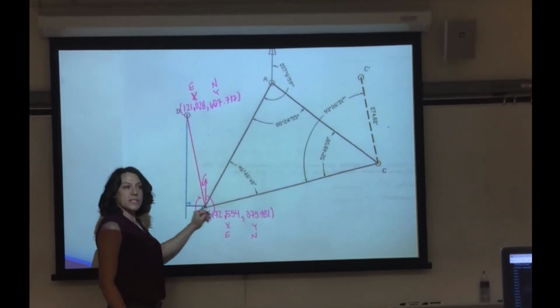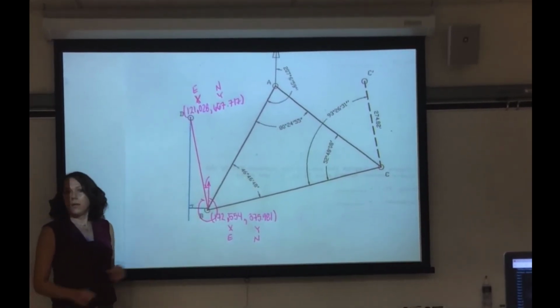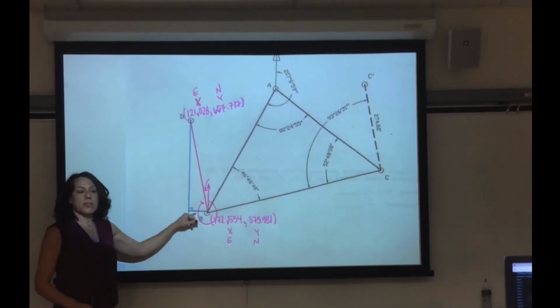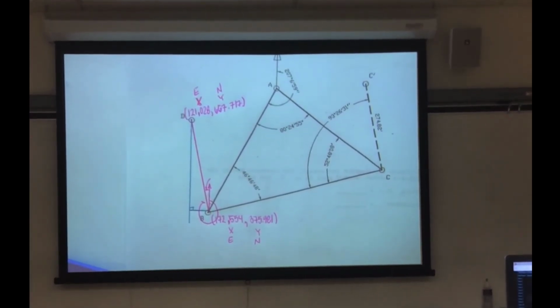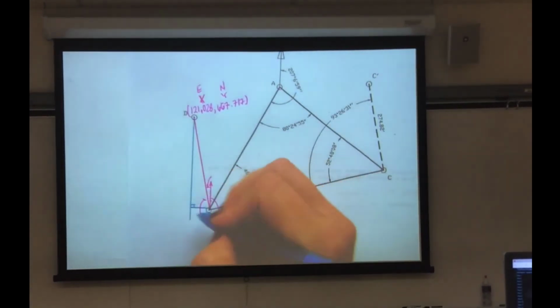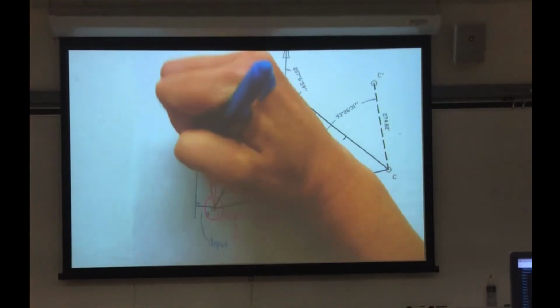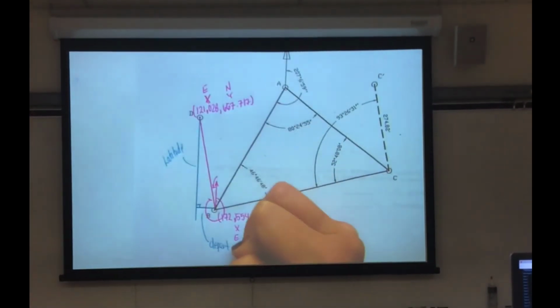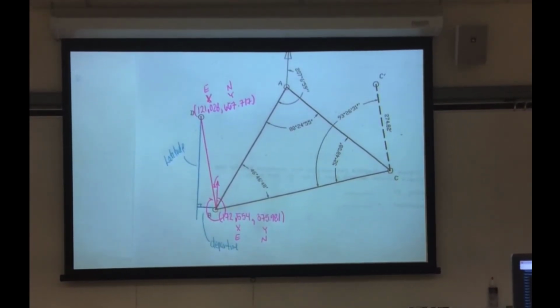Okay, so remember what I said. What's this direction? Latitude or departure? Departure, that's absolutely correct. East to west is departure. North to south is latitude. So we have east to west, departure. North to south is latitude. Right?